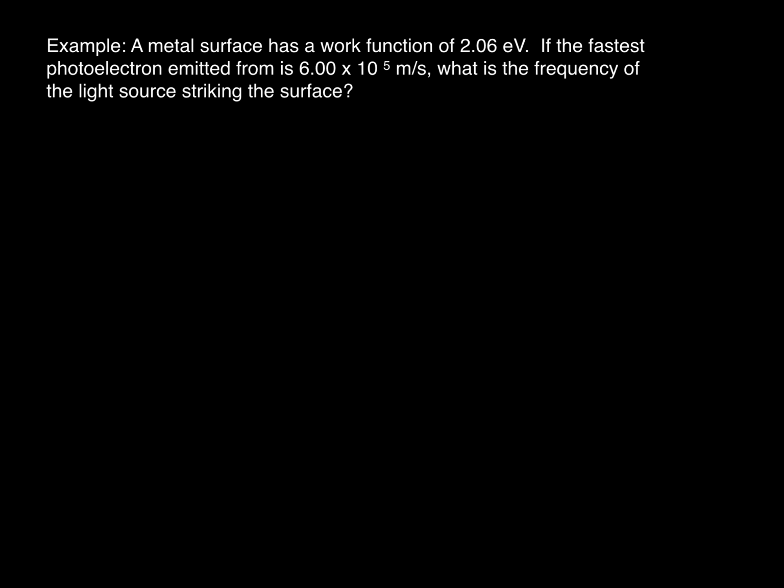And on to our third example. A metal surface has a work function of 2.06 electron volts. If the fastest photoelectron emitted from it is 6 times 10 to the 5 meters per second, what is the frequency of the light source striking the surface?